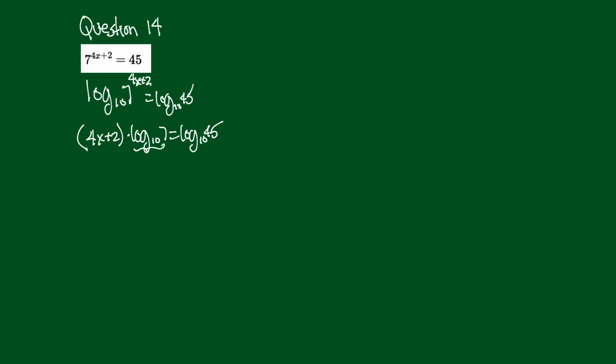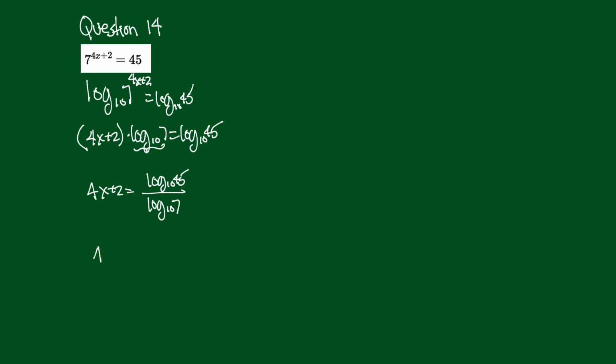And now I'm going to divide by that. So I'm going to get this. 4x plus 2 is equal to this fraction now. Log base 10 of 45, you don't need the base 10 there, but I'll just write it. Log base 10 of 7. Now what are we going to do here? We want to solve for x. So I'm going to subtract 2 and then divide by 4.